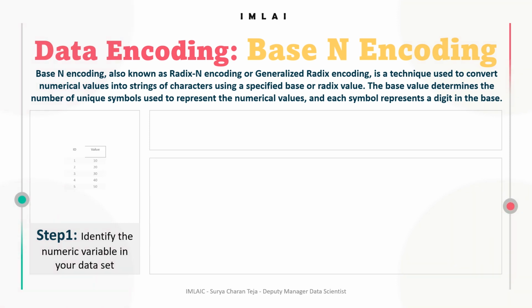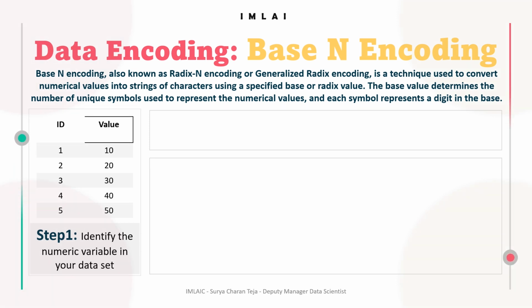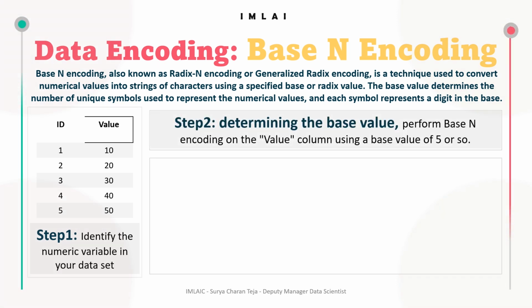It takes the following steps to complete base N encoding. Step 1, identify the numeric variable in your data set. We have taken this as our data set. Once you have identified your variable, we move on to step 2, where we determine the base value, which value we want to go with. Perform base N encoding on the value column using a base value of 5, 6, 8, 12, or 14. You have a limit of 36, more than that you can't do, depending upon the code that has been written.